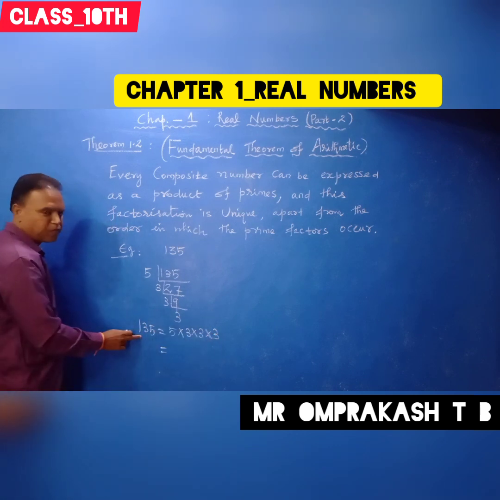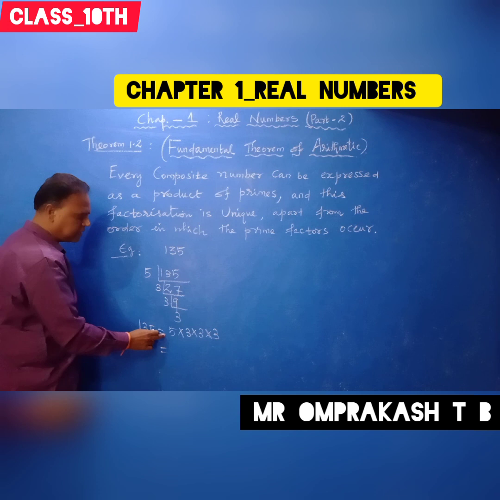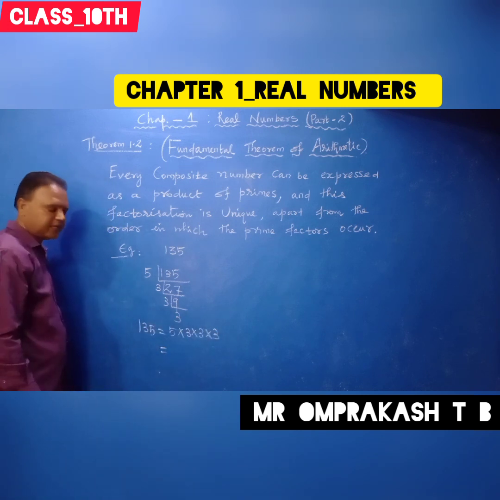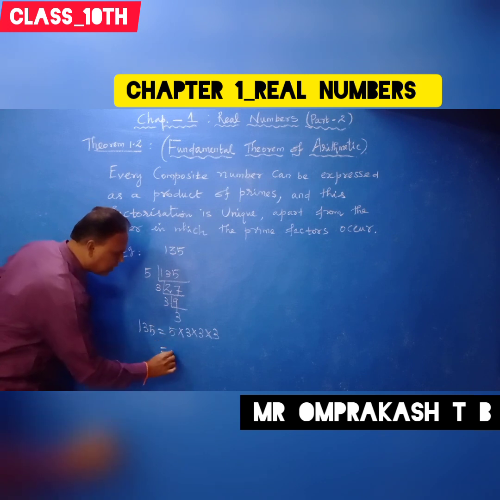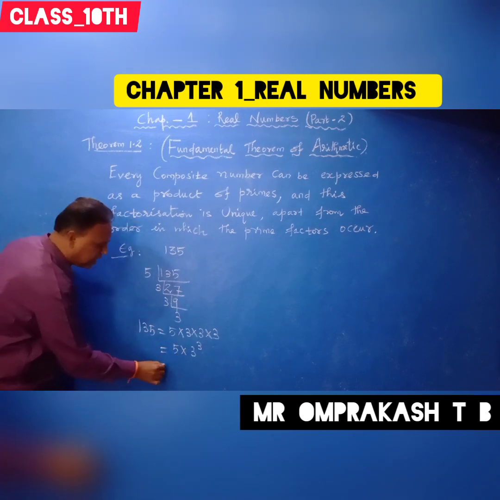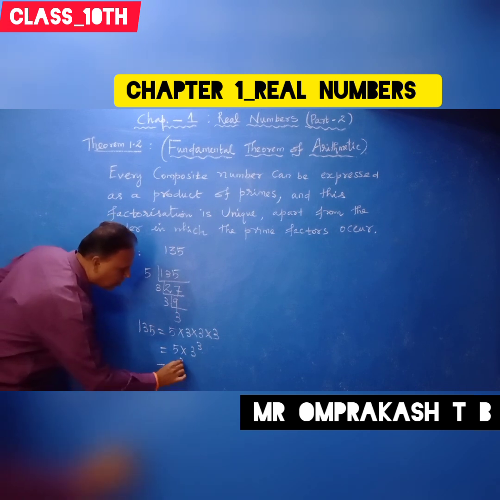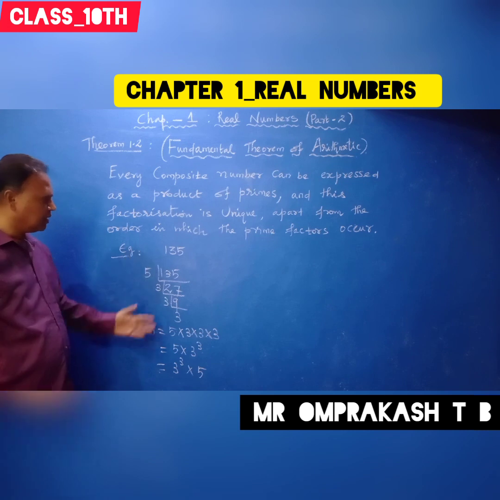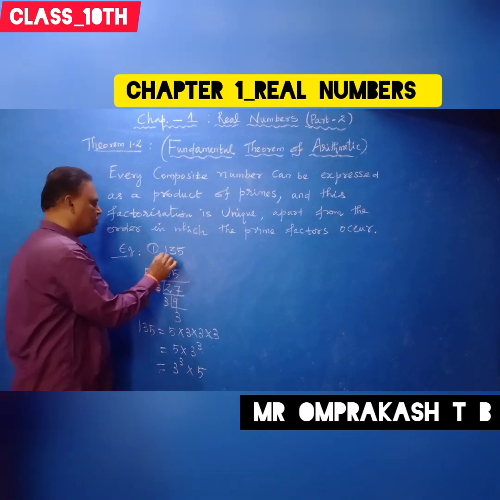135 is the composite number. Here we expressed it as a product of primes. Clear? That's all. So this can be written as 5 into 3 cube, or in order, 3 cube into 5. Clear? Understand? So one more example we will see.